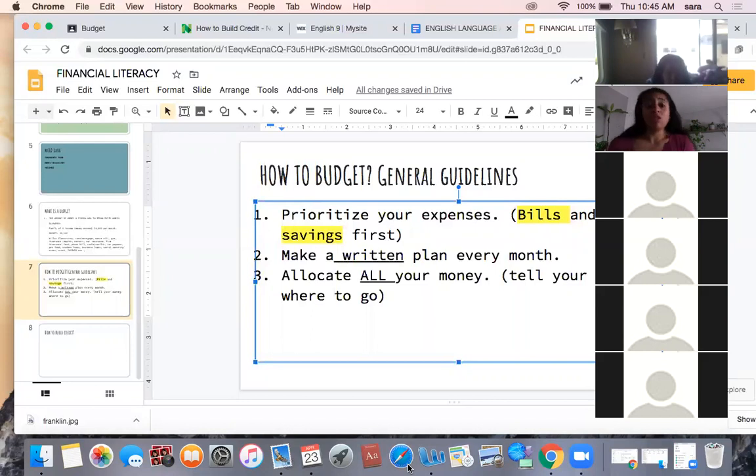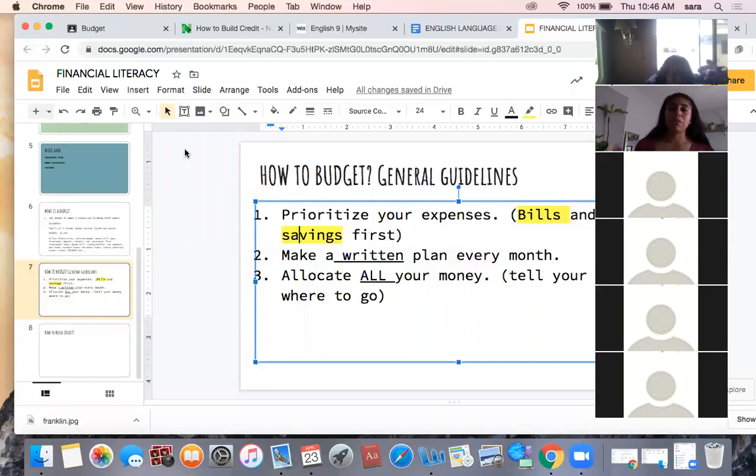Maybe not after high school, but go to school for it. You know, study, go to college or whatever school you want to go to, trade school, learn how to do something and make money off of it. So how to budget. Here are some general guidelines. First, prioritize your expenses. And we said the savings is like another bill. You need to treat your savings like another bill, like something you have to pay. And of course, you're not paying anyone, you're paying yourself. But savings should be a priority in your budget.